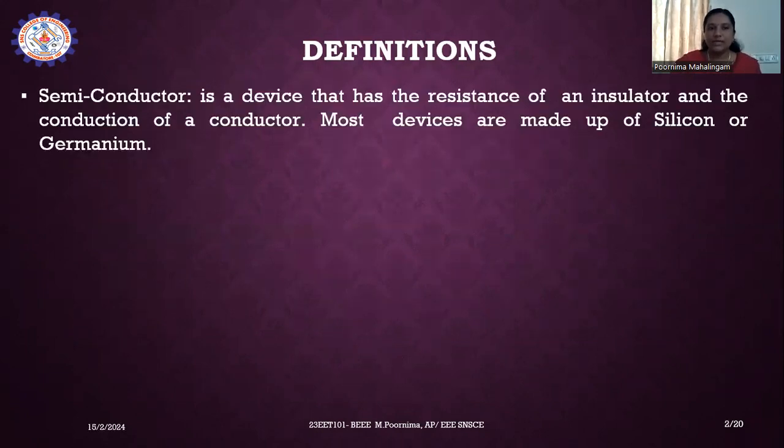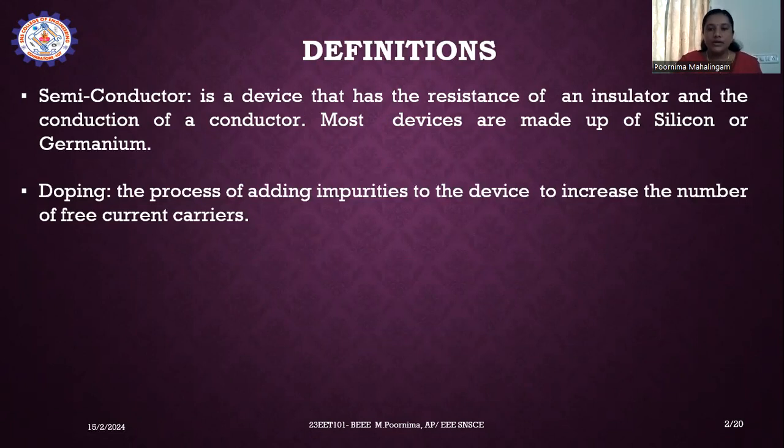It is a semiconductor device which resists the conductance of conductors, and most devices are made up of germanium and silicon. And what do you mean by doping? Doping is the process of adding impurities to the device to increase the flow of free current carrier charges.